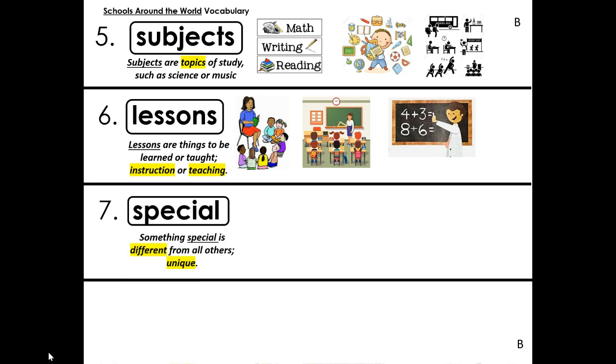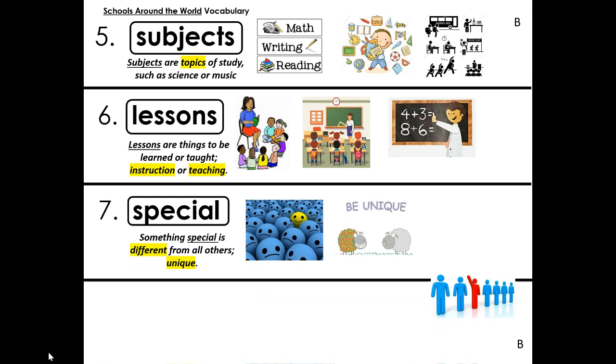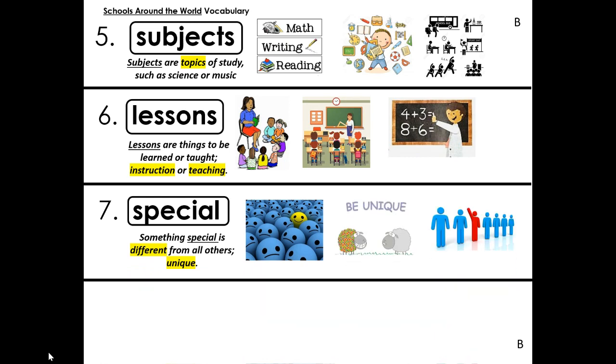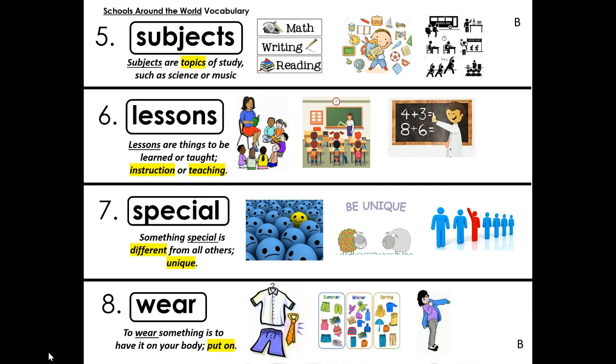Number 7, special. Something special is different from all others, unique. And I highlighted the words different and unique as synonyms for special. Number 8, wear. To wear something is to have it on your body or put on. And I highlighted the words put on.